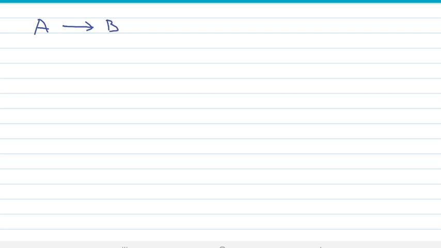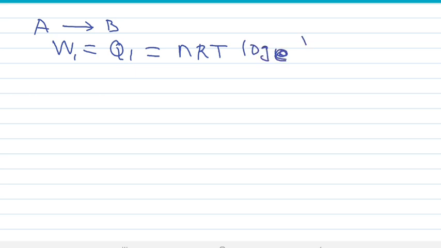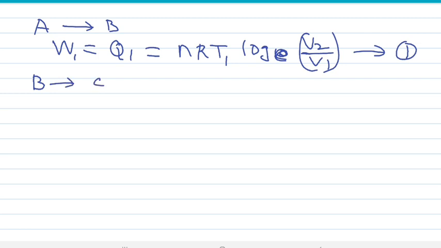In this process, work done is given by W is equal to W1, which is equal to Q1. In the isothermal process, work done is given by nRT log to the base e, V2 by V1. The temperature is T1 here: nRT1 log base e, V2 by V1. Okay, first equation.